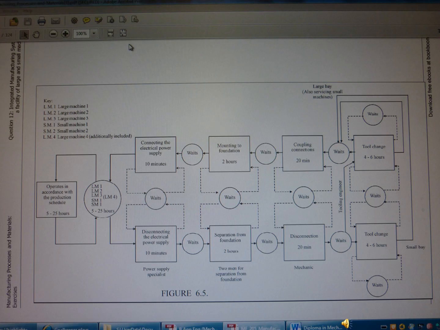Integrated diagram of the machines: which machines are working, which machines are waiting, which machines are in servicing. Those things can be combined in this diagram.